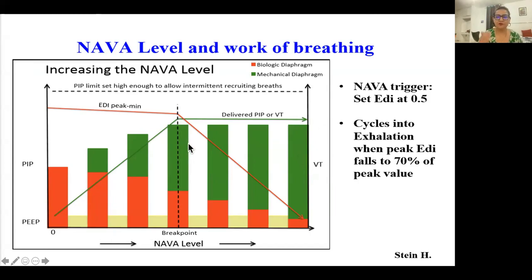After some time, at one particular level of the NAVA level, even if you are increasing the NAVA level, see, I have increased to this, the tidal volume is not going to change. The pressure is not going to change to give that much tidal volume. This is the breakpoint of the NAVA level. So this is the point where you will be keeping your NAVA level. And the exhalation will start when the EDI falls to 70% of the peak. We already talked about it.